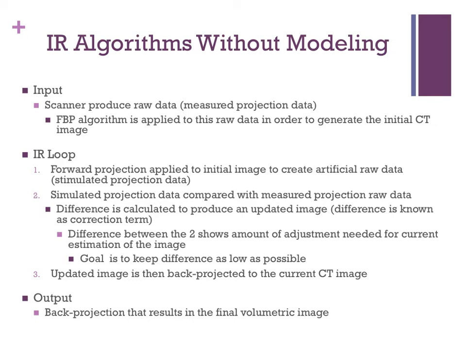That then brings us to the output. The output of the IR loop is a back projection that results in the final volumetric image. This whole process may seem a little hard to grasp and mind-boggling, but please refer to page 119 in your book for an excellent illustration and layout of the process, and this can be seen in Figure 6.4.